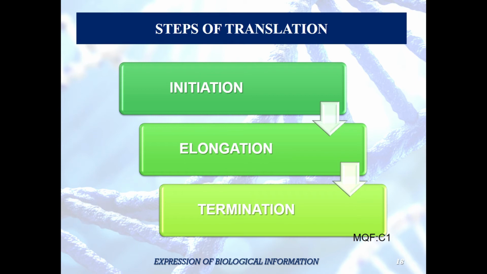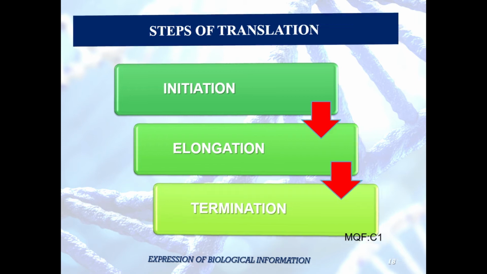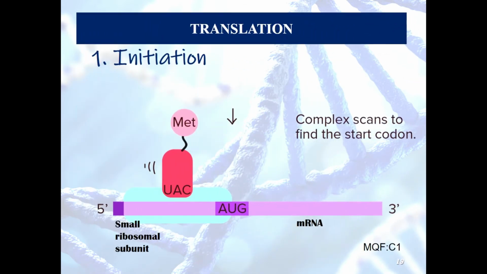There are 3 steps in translation: initiation, elongation, and termination. During initiation, the start codon AUG signals the start of translation. This is important because it establishes the codon reading frame for the mRNA.